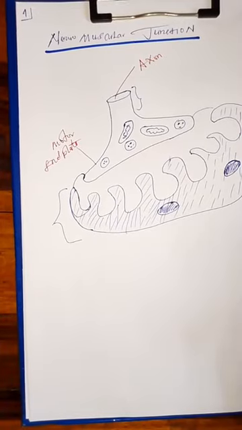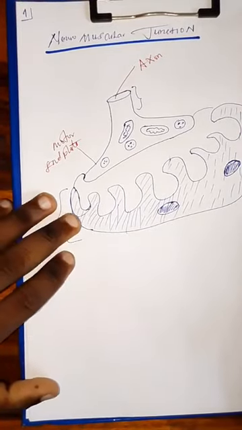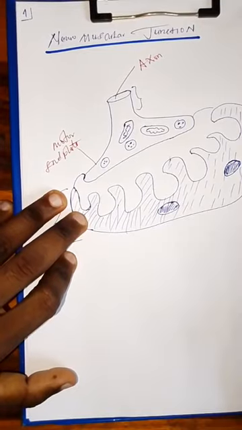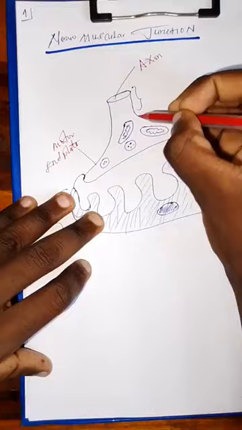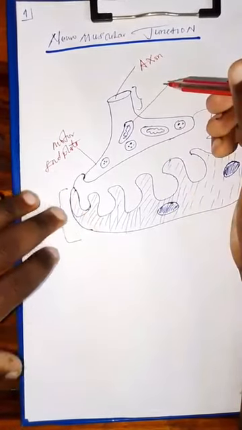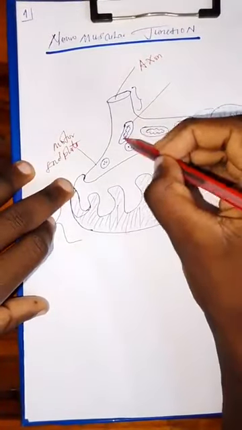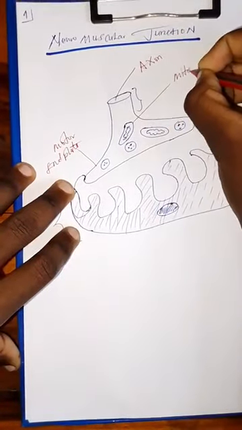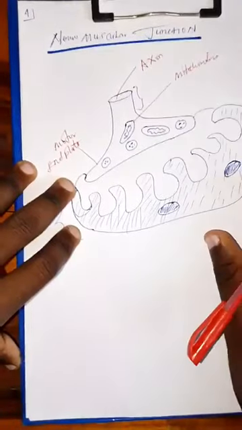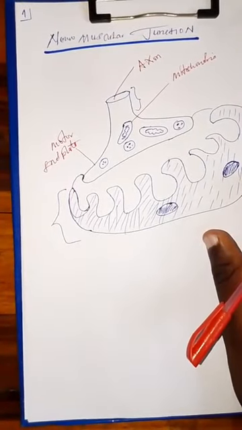Now this axon terminal contains what we call the mitochondria and the synaptic vesicles. You know from cell biology that the mitochondria is the powerhouse, so it has ATP. So this axon terminal has mitochondria and synaptic vesicles. The structure seen here on the motor end plate, the bulb-like thing, with the folded part inside, is what we are calling the mitochondria.